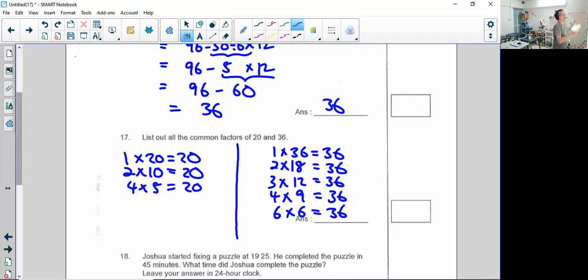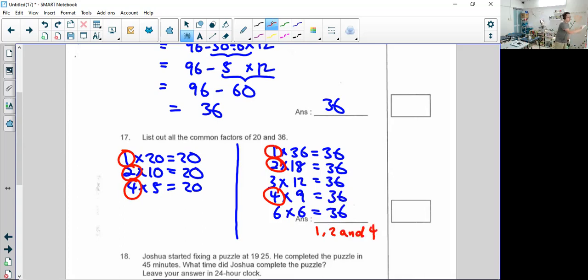And then you circle the common factors. So there'll be 1, and then you have 2, and then you have 4, and then you have what else? I think there's no more already, right? So 1, 2, and 4. So your common factors are 1, 2, and 4. All right. Okay, let's go to the next one.